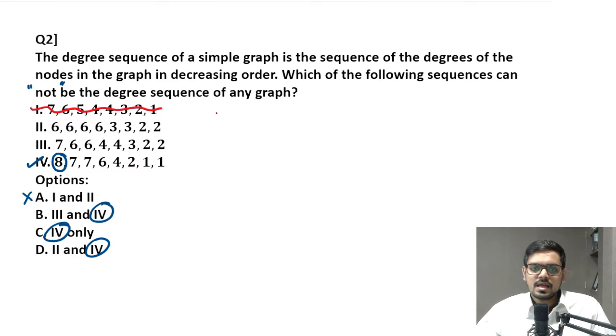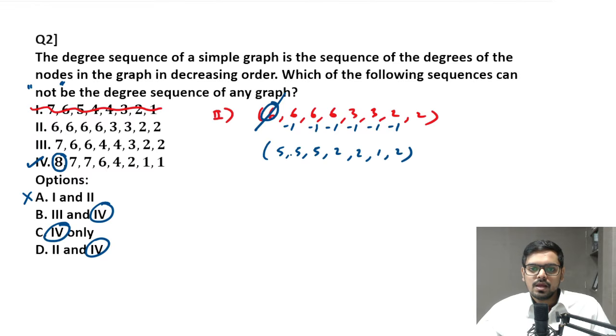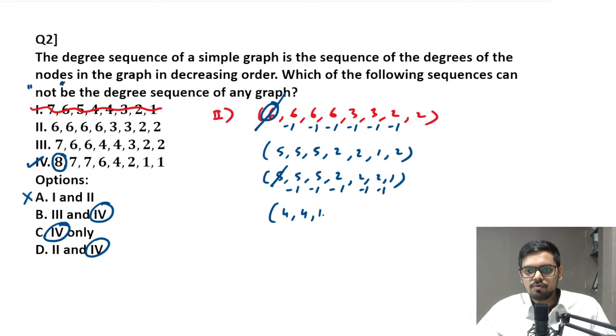So I have no choice. Use the Havel-Hakimi theorem for this degree sequence. First I copied it, then I use the algorithm. The 6 says remove 1 from here, 1 time, 2 times, 3 times, 4 times, 5 times, 6 times, right? Do the subtraction. Now the result is 5, 5, 5, 2, 2, 1, 2. Now is it in decreasing order? No, so make it decreasing. Now remove this 5: 1 time, 2 times, 3 times, 4 times, 5 times. Now do the calculation: 4, 4, 1, 1, 1, 1, right? Now is it decreasing? Yes.